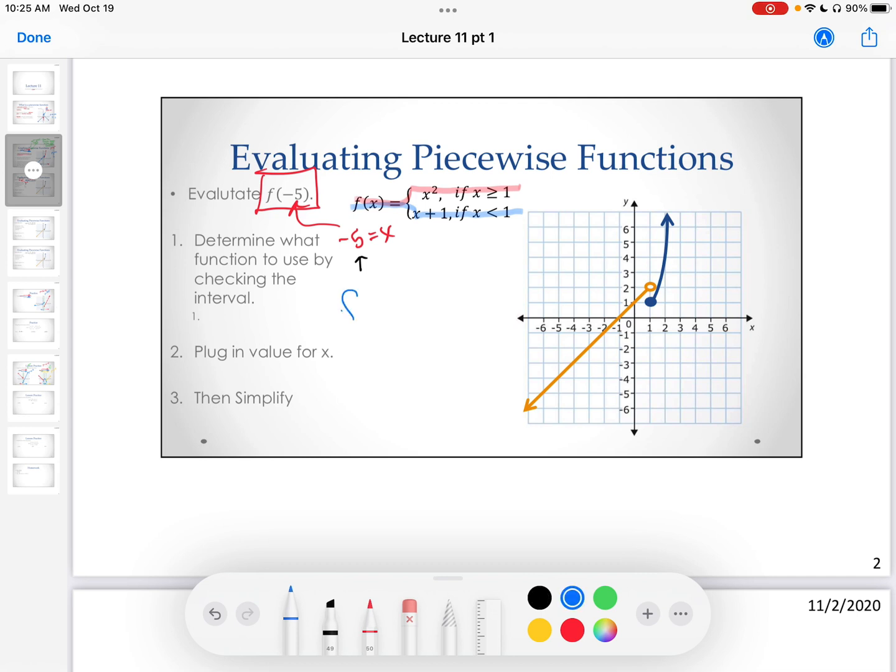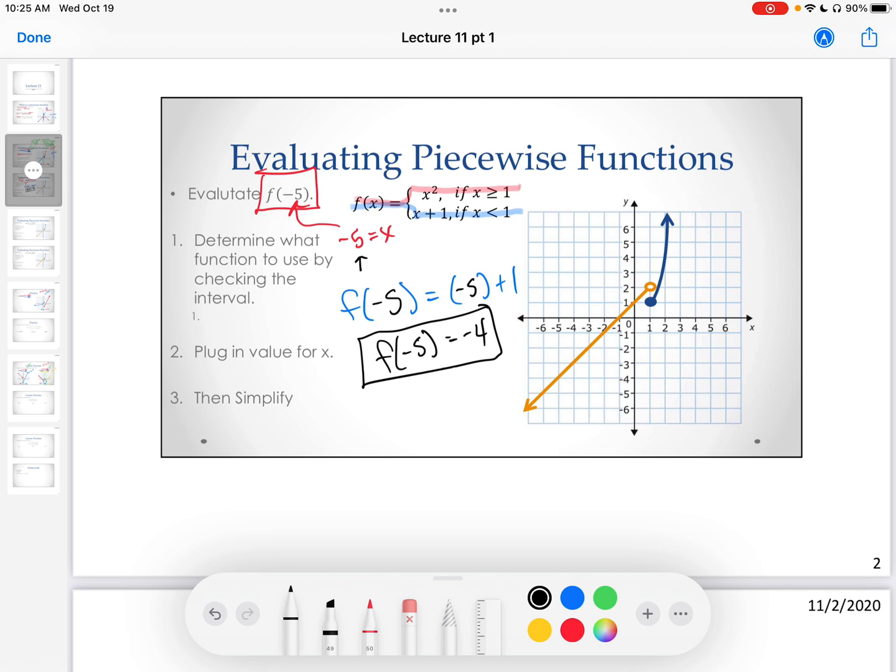So we will do f of -5 equals, and notice I'm using my blue function here, my -5 plus 1. So f of -5 equals -5 plus 1, which is -4.